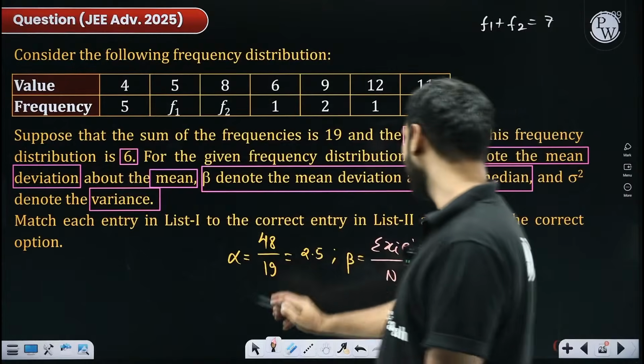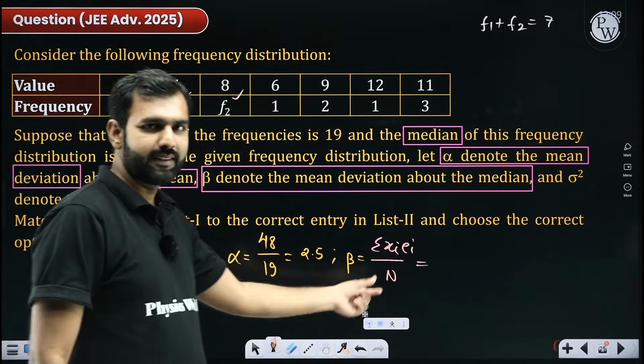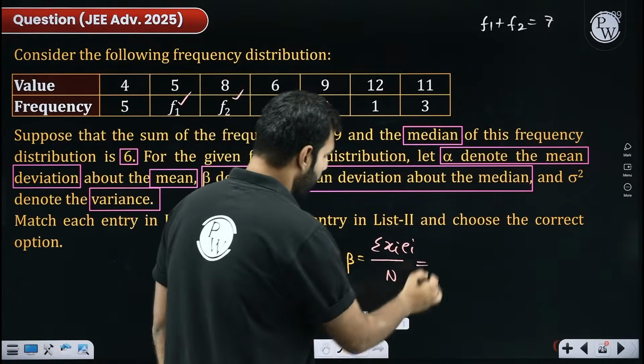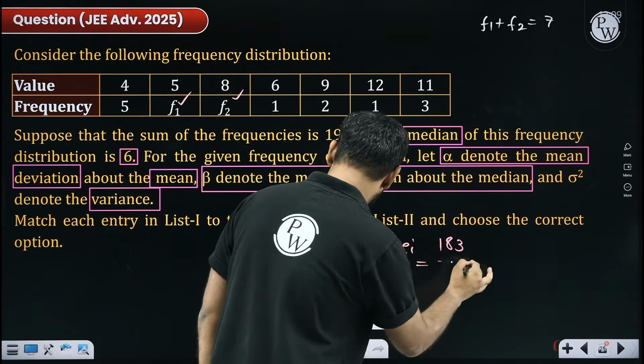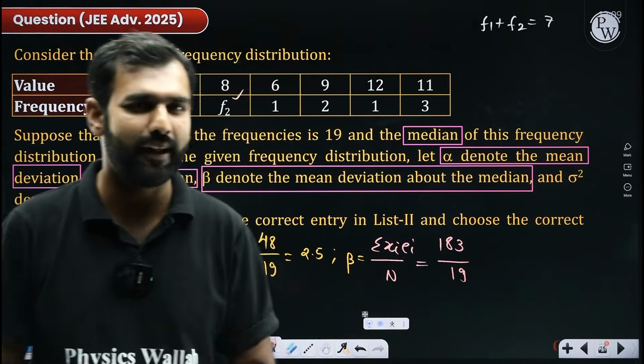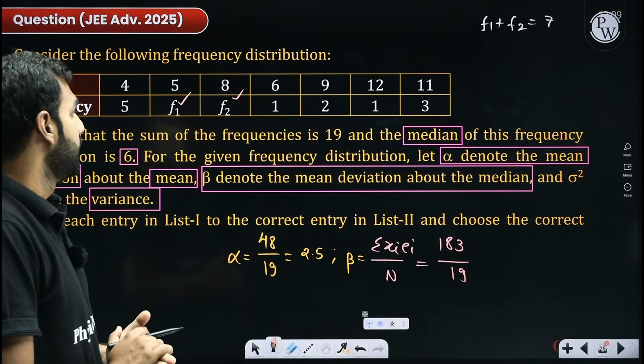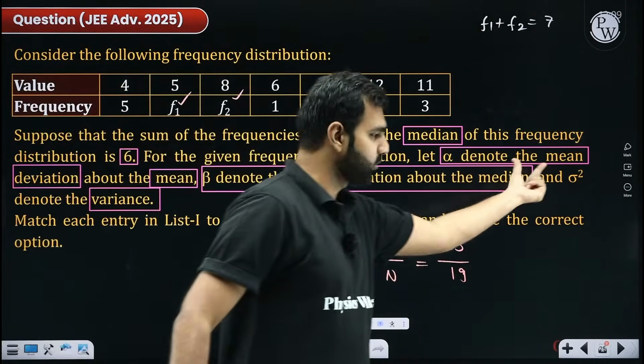So I think we have cracked F1. We have cracked F2. This is going to be alpha. That summation is 183. Are you sure? So 183 divided by 19 is going to be beta. So I have cracked alpha and beta. That final value, which final value? Now let me talk about this sigma square, the variance.